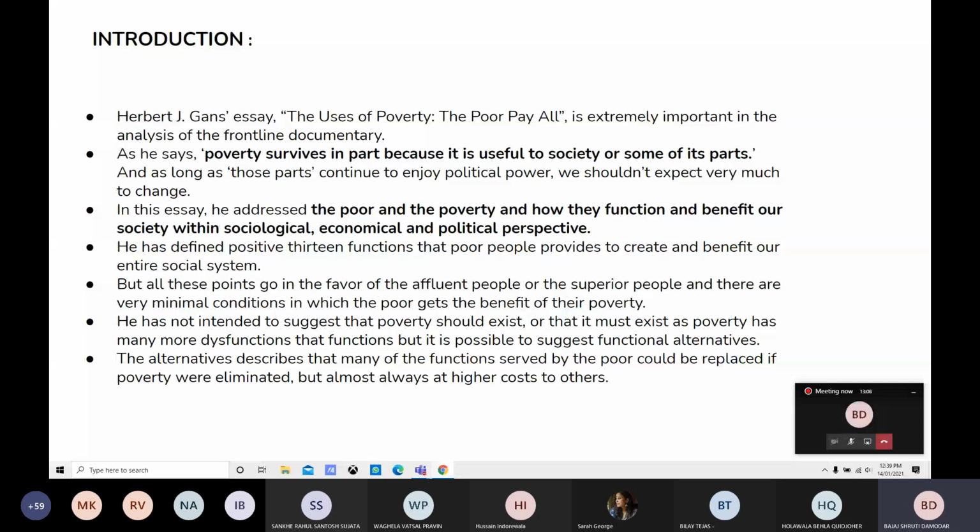Herbert here has not intended to say that poverty should or must exist, as there are many more dysfunctions than functions of poverty. As he truly says, poverty survives in part because it is useful to the society or some of its parts. And as long as those parts enjoy the power, we should not expect very much to change. In the alternatives, he has described that many of the functions served by the poor could be replaced if poverty were eliminated, but almost always at higher cost to the others.